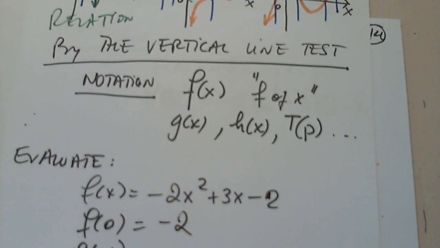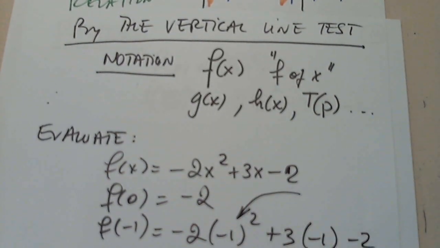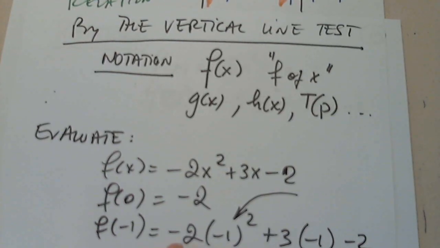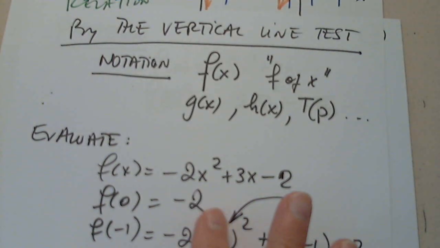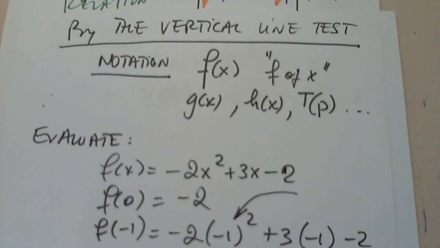For negative 1 is also easy. Negative 2 times negative 1 squared plus 3 times negative 1 minus 2. But if you don't remember that negative 1 squared is positive 1, and you come up with negative 1, the whole thing collapses. We discussed that a negative number raised to an even power is always positive. Now it will end up being negative because there is a negative 2 in front. So this is 1 times negative 2, which is negative 2. Negative 2 minus 3 is negative 5. Minus 2 is negative 7.